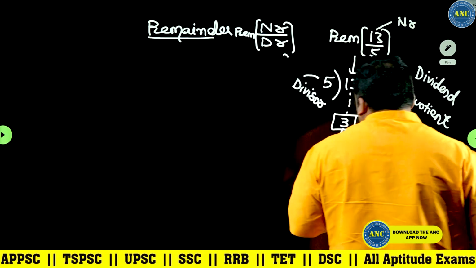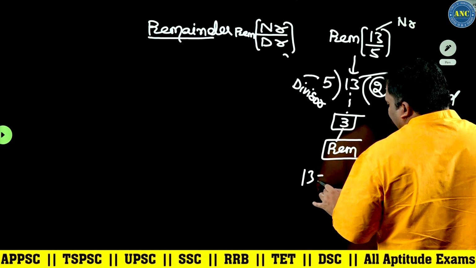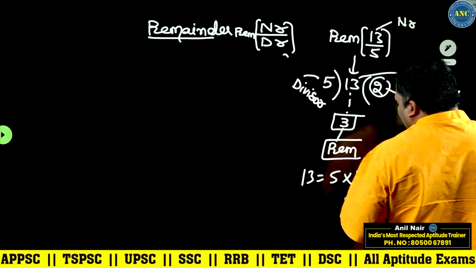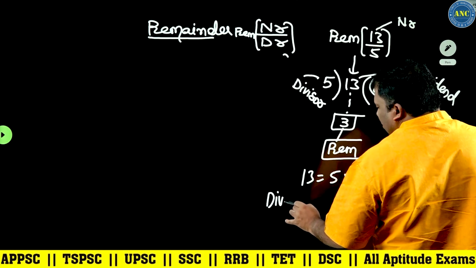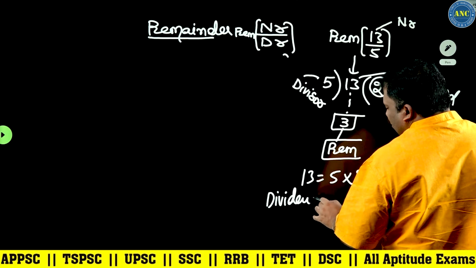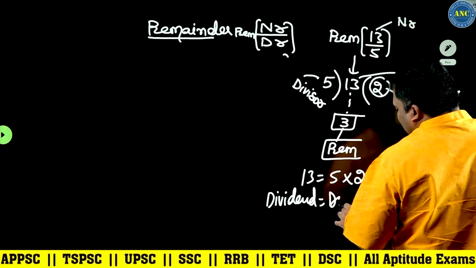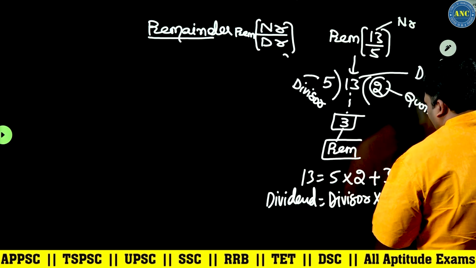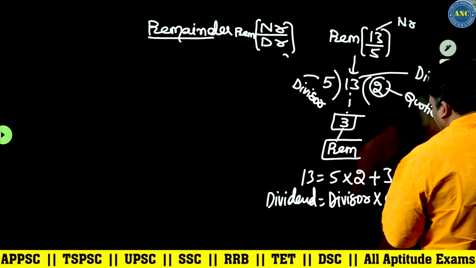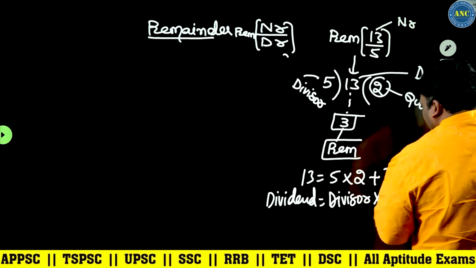So 13 is divided by 5. 5 twos are 10. Remainder is 3. 13 is the dividend, 5 is the divisor, 2 is the quotient, 3 is the remainder. First point, write down.